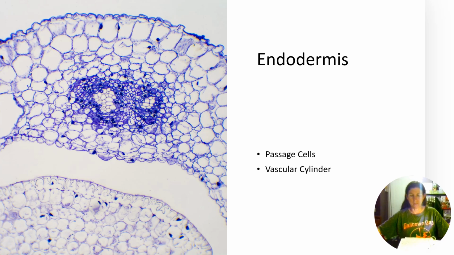The endodermis is a single-layered cylinder of really compactly arranged cells, and in the walls, they also have lignin and suberin.